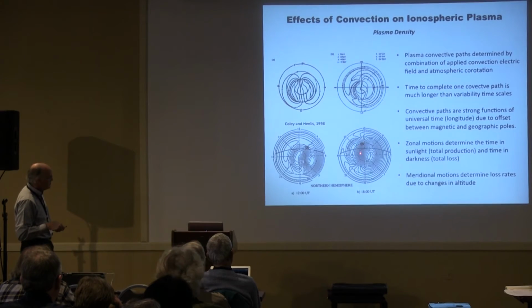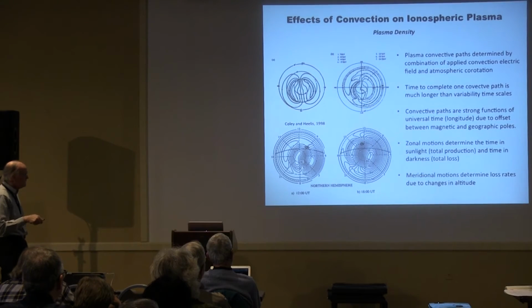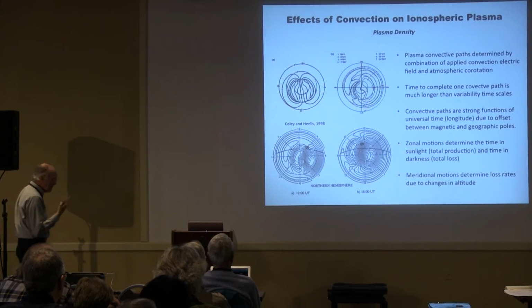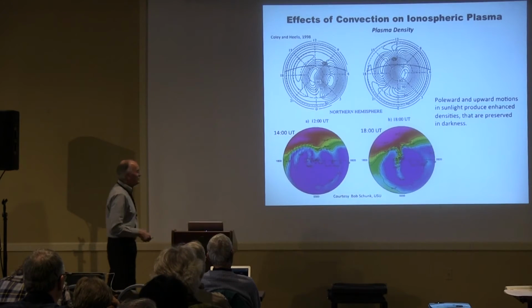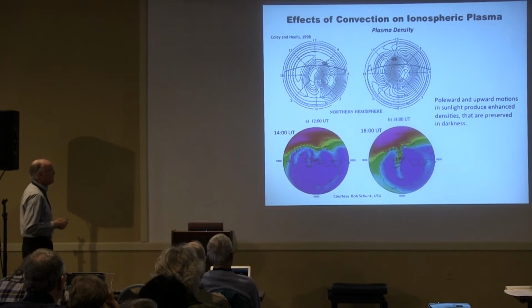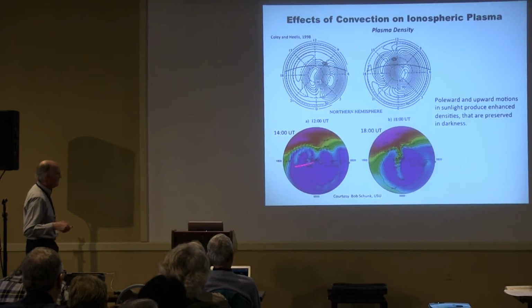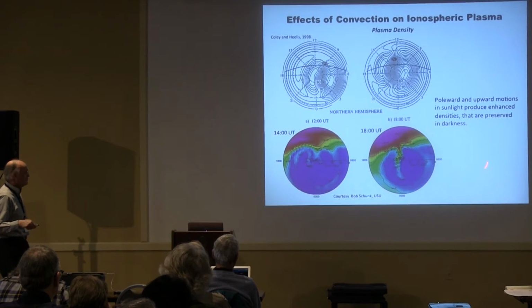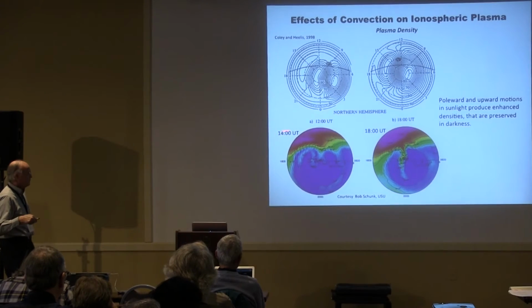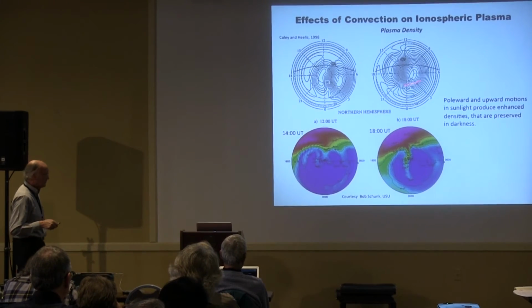In this region here, you see strong poleward flows that are essentially meridional, and at 12 UT, you do not see those large meridional flows. And so the plasma flow is quite different, and that produces two pictures of the number density. These are two convection patterns. These are two plots of NmF2, courtesy of Bob Schunk, for approximately these same UTs and same patterns.